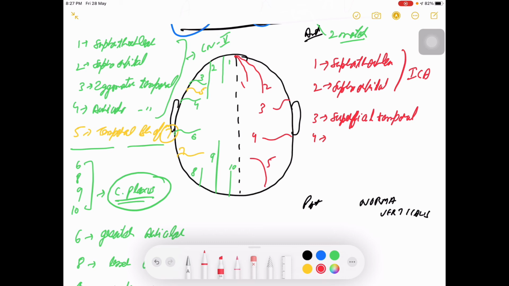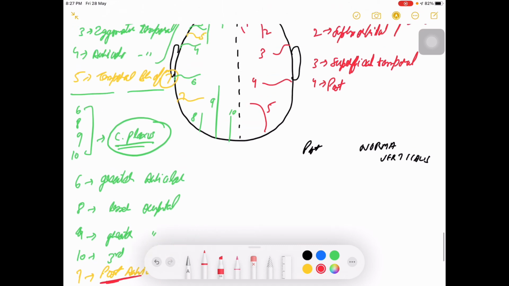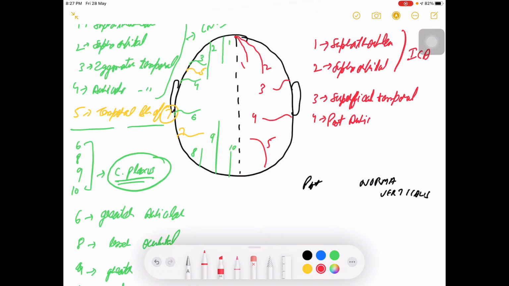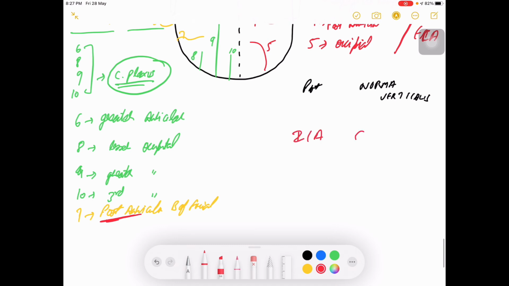Fourth one is your posterior auricular. Again it goes by the same name similar to the nerve, posterior auricular. So posterior auricular, as you can understand, is behind the ear. And the fifth one is occipital. These are your branches of external carotid artery. So you can very well understand the scalp is supplied by both internal carotid and external carotid artery. So it has its advantages. Advantage is good wound healing, but the disadvantage is, in the case of trauma, heavy blood loss.